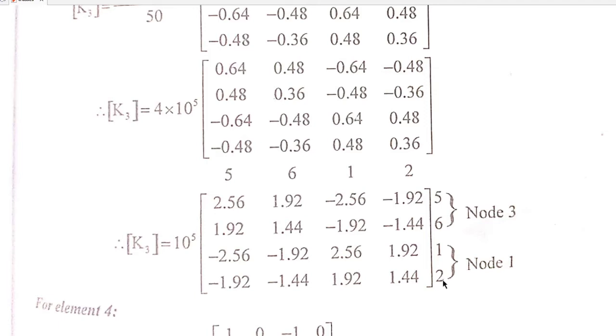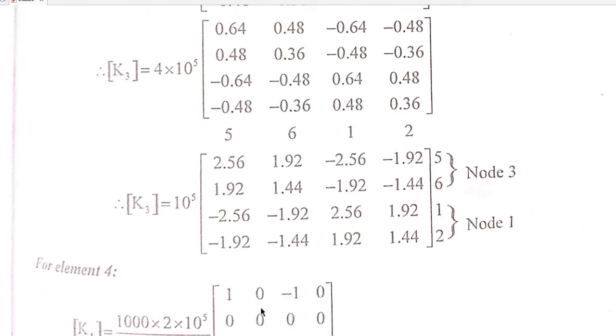If you make mistakes here, and write 1, 2, 5, 6, again it becomes wrong. Initial node, final node, in the same way you have to take it. Understand? All of you clear on K3? K3 is over.